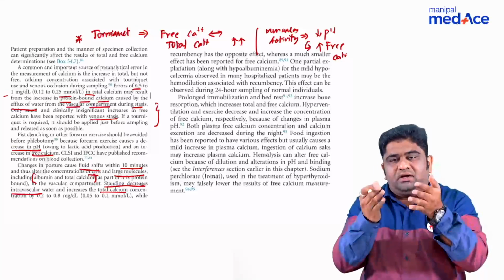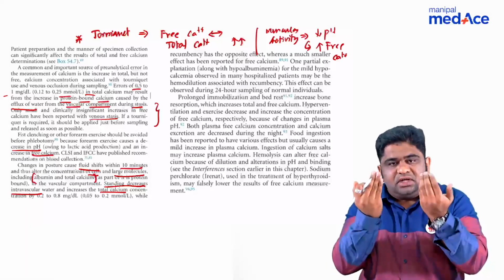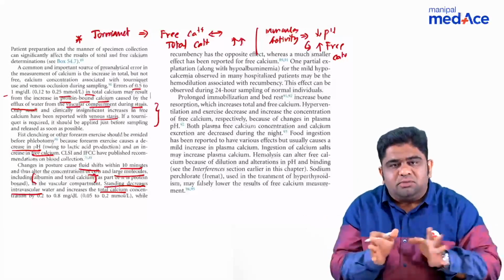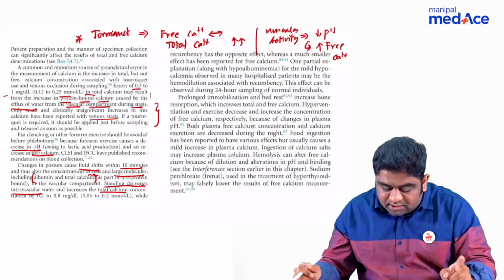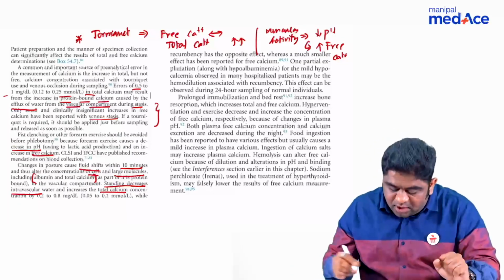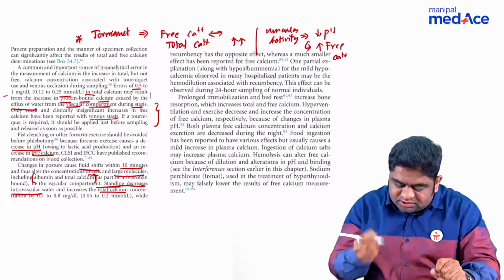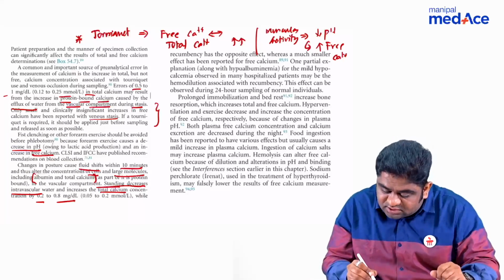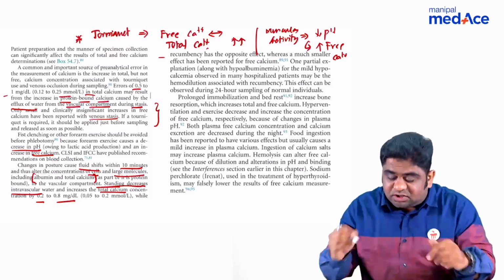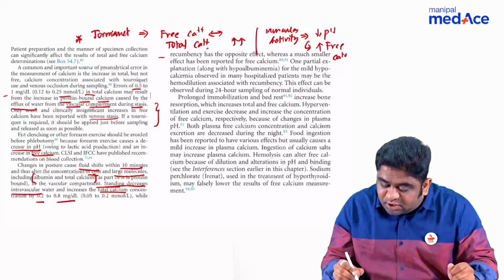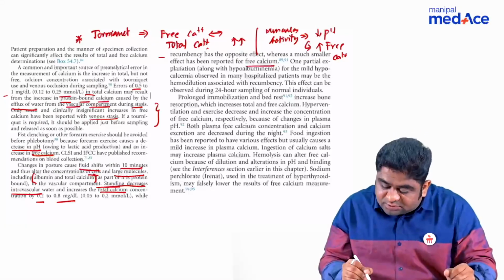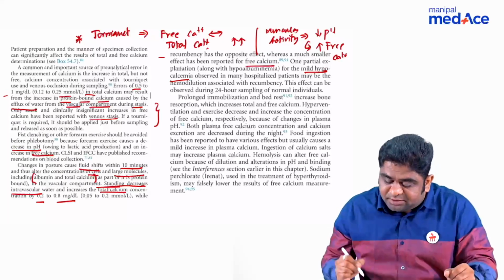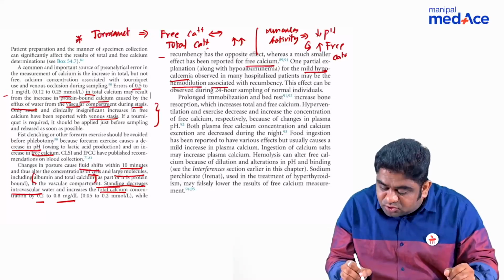Why? When you stand, the blood has to pump against gravity, so it is not able to pump very efficiently. Some fluid can be lost through the blood vessel wall, because of which water content is lost from the intravascular compartment. That makes the total calcium concentration increase by 0.2 to 0.8 milligrams per deciliter. Now, if a patient is recumbent, that is, lying down, it has the opposite effect. A smaller effect has been reported for free calcium. One partial explanation for mild hypocalcemia observed in many hospitalized patients may be hemodilution associated with recumbency.